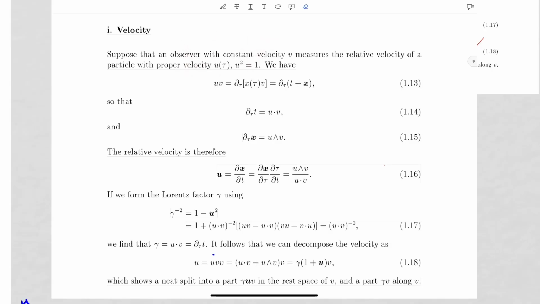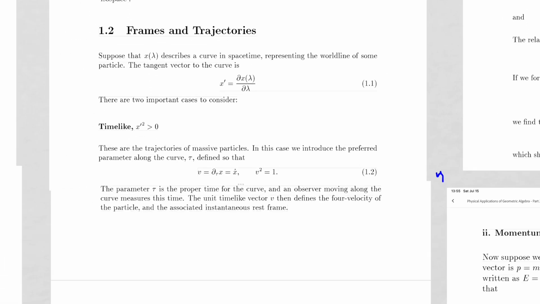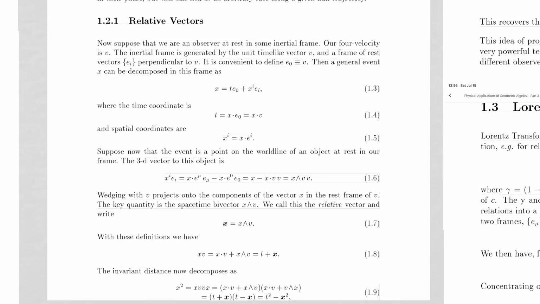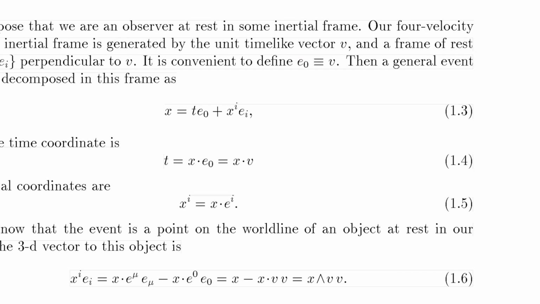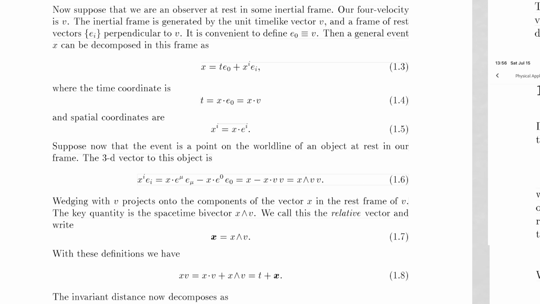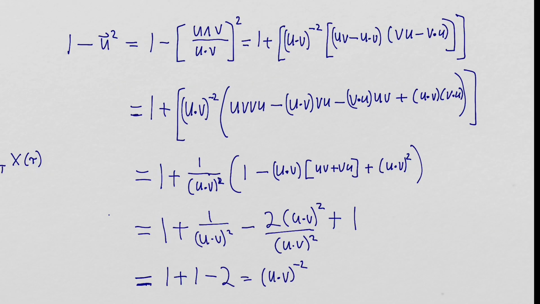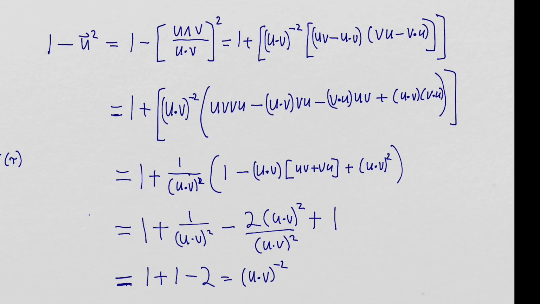Now, when thinking about the setup, I'm very inclined to go back to a different section of the same paper where they talked about relative vectors. And they said, suppose we are an observer in some inertial frame. Well, an inertial frame is a frame moving at a constant velocity v. Our velocity is v. The inertial frame is generated by the unit time-like vector v and the frame of rest vectors perpendicular to v. So therefore they described E0 is defined as v.